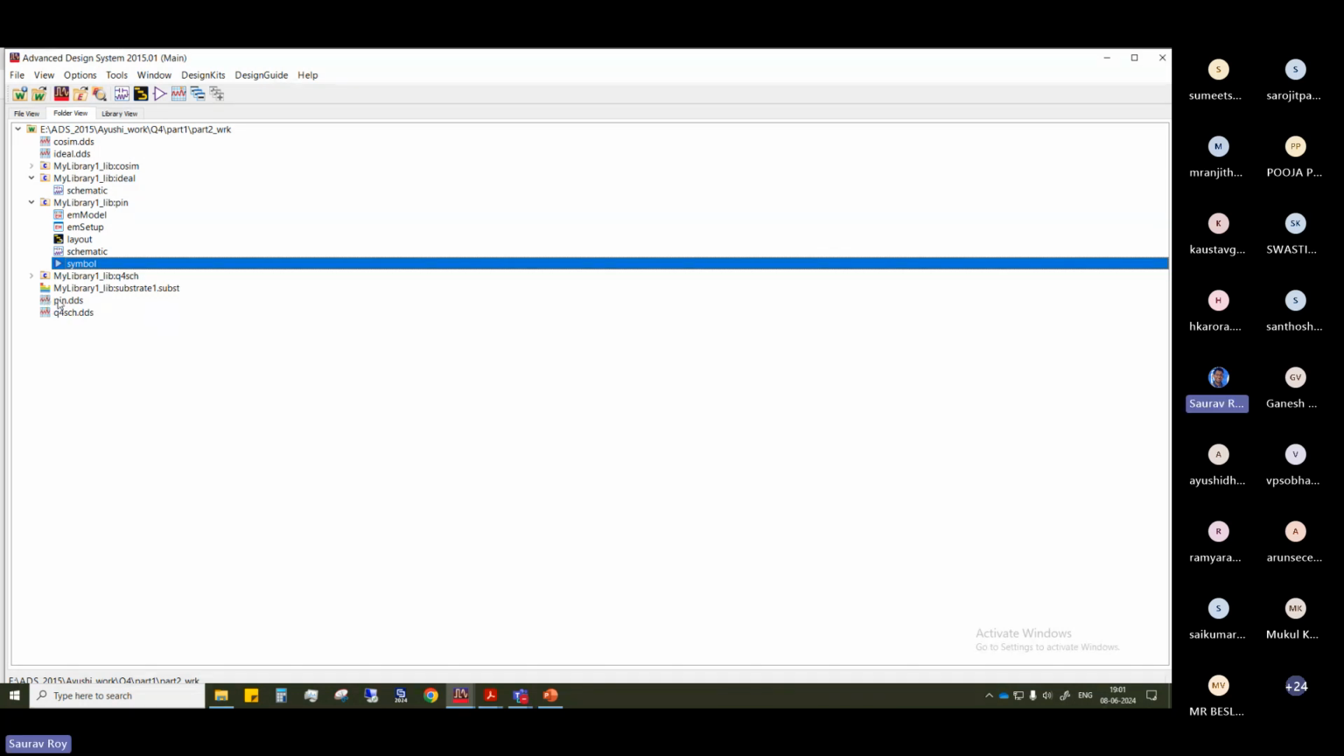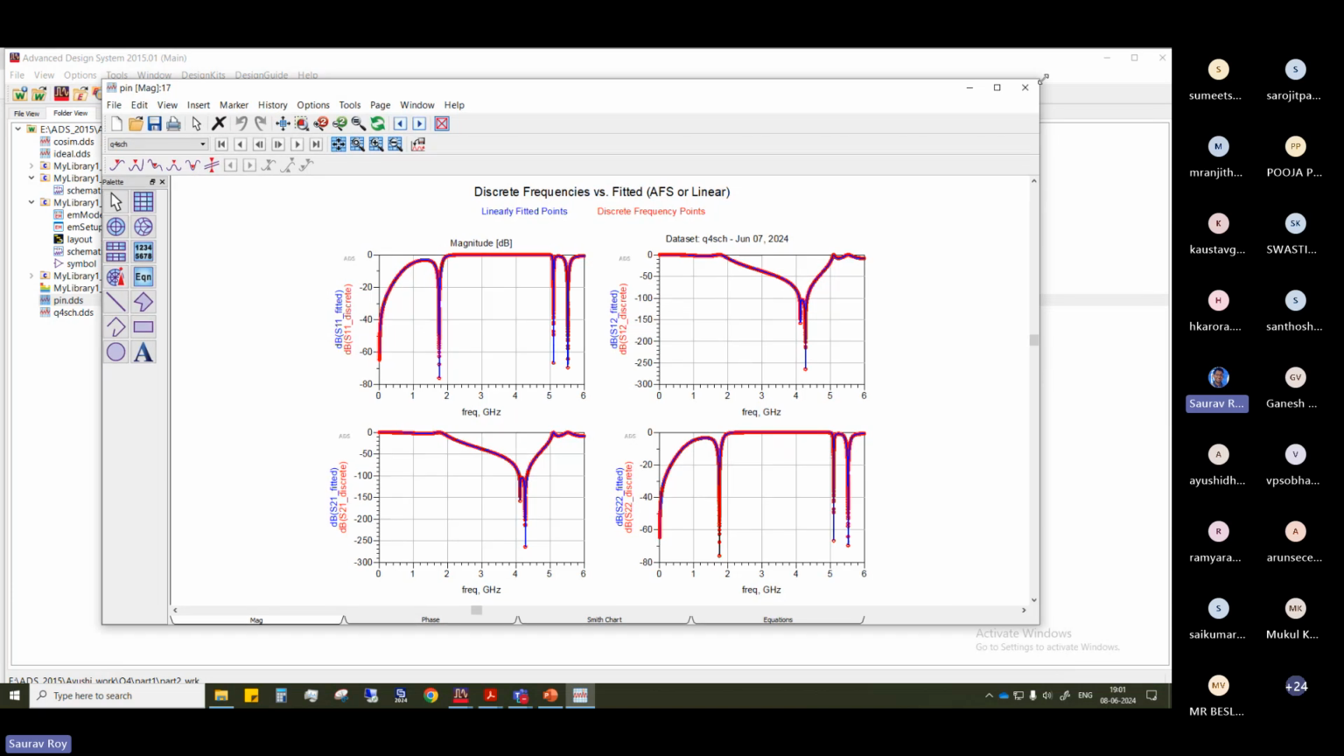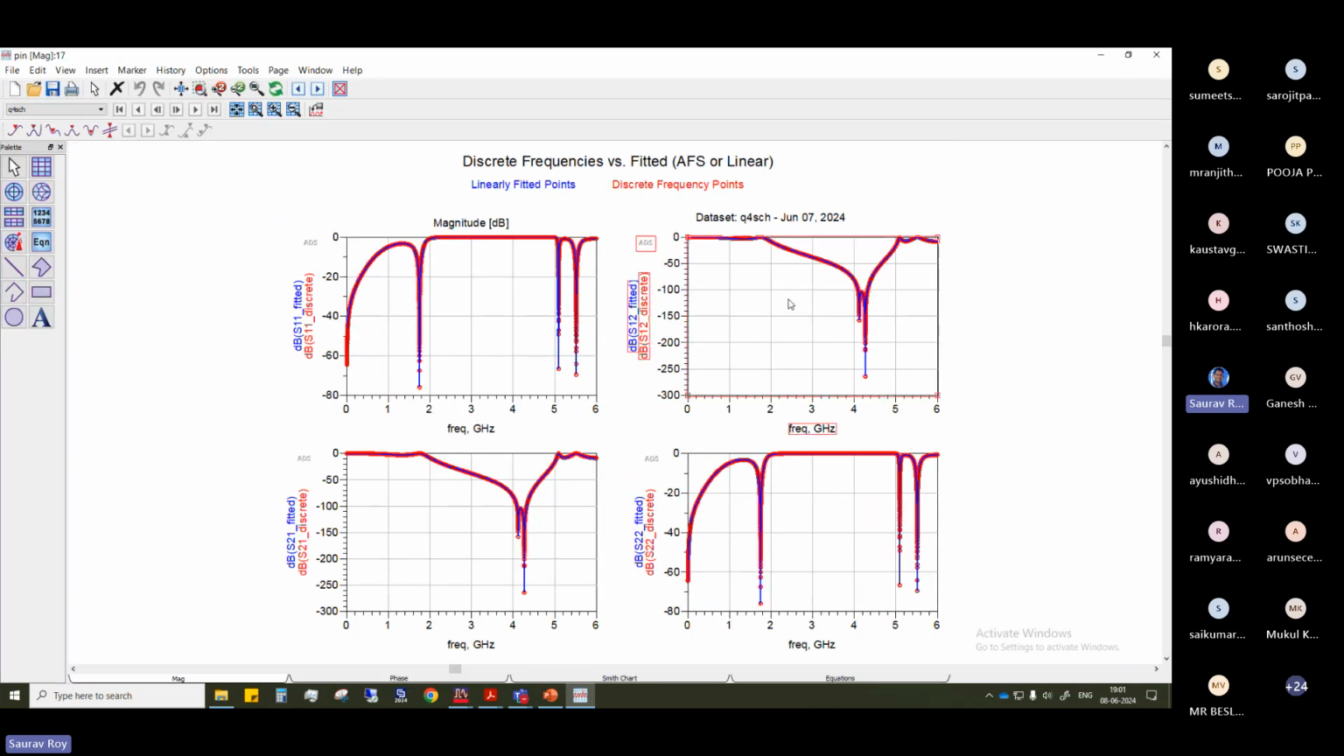Now what do you get here? The results will give you, yeah, so you will get results like this. Okay, these are the S21 results, and S11 results will be like this.